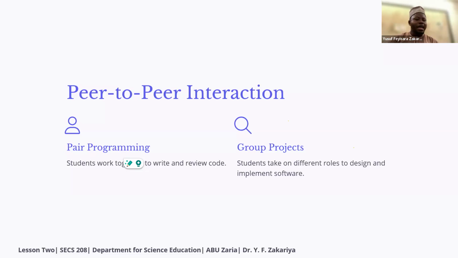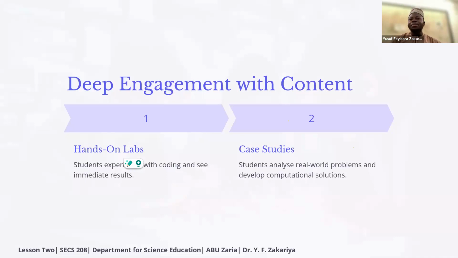Having said that, for the deep engagement, how can you encourage deep engagement with the learning content in your lesson or in your class? You can give some examples on hands-on lab where the student will go to the lab and do the coding for themselves. Through that they will make mistakes, they will commit errors, they will run the code, it will not run, and then they make corrections, they debug it. So they engage with it.